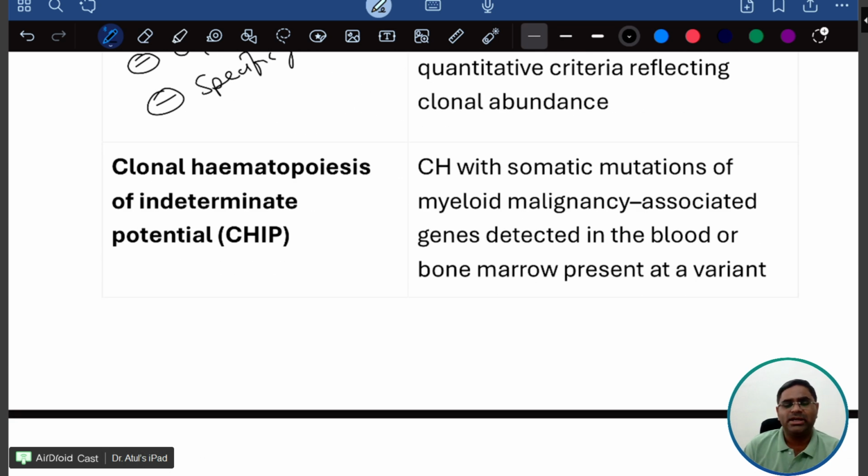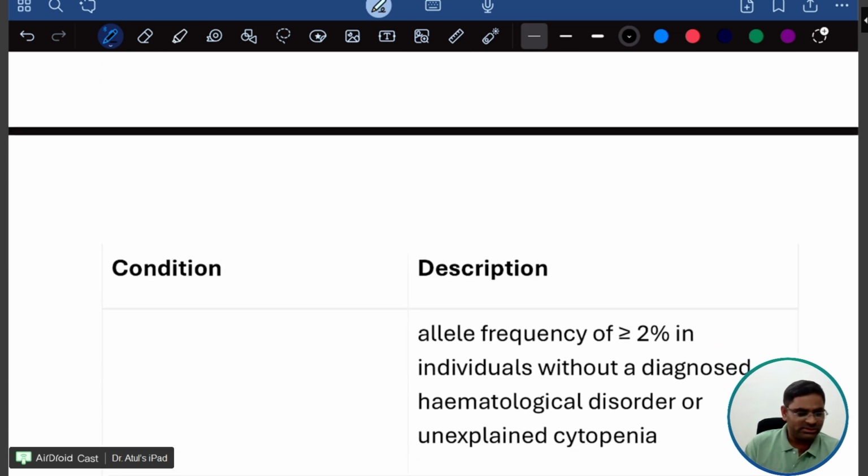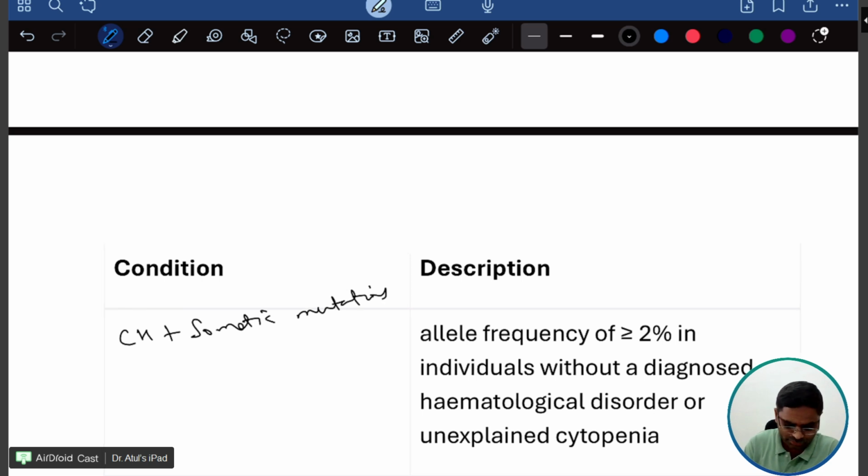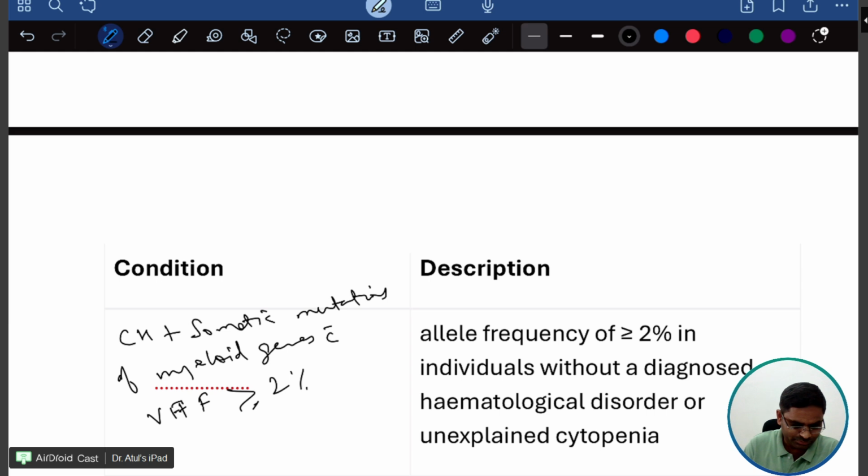The next term is CHIP. As I mentioned earlier also, the full form of CHIP is clonal hematopoiesis of indeterminate potential. So what is its description? Clonal hematopoiesis of indeterminate potential is again CH, that is clonal hematopoiesis, plus somatic mutations of myeloid genes with VAF more than or equal to 2%.